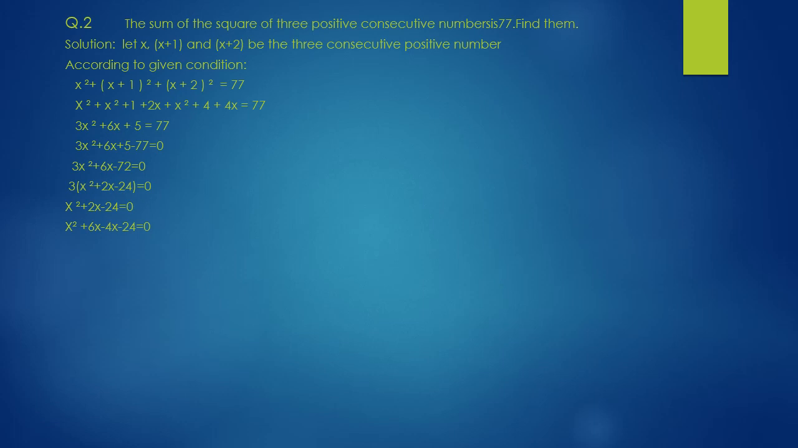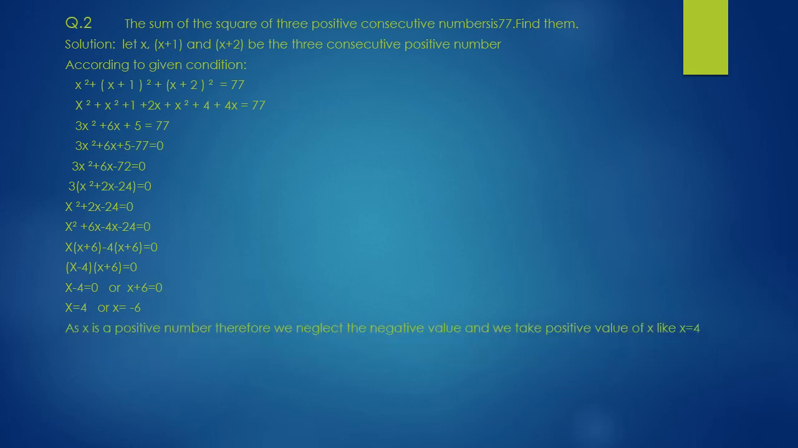By using factorization, x square plus 6x minus 4x minus 24 is equal to 0. x is common, x plus 6; minus 4 common, x plus 6 is equal to 0. x minus 4 and x plus 6 is equal to 0. x minus 4 is equal to 0 or x plus 6 is equal to 0. x is equal to 4 or x is equal to minus 6.